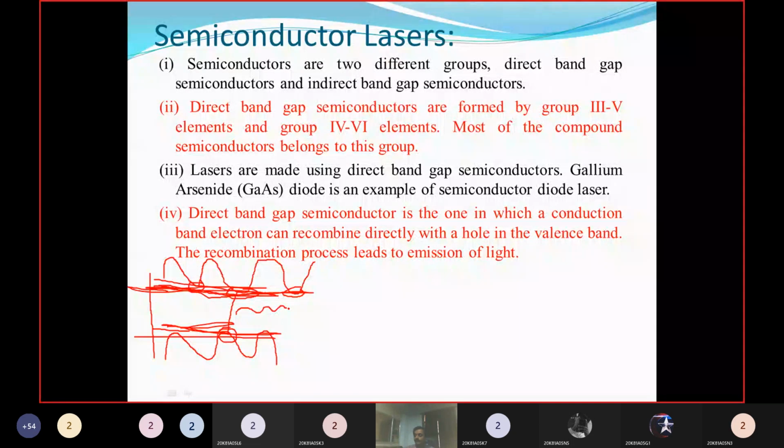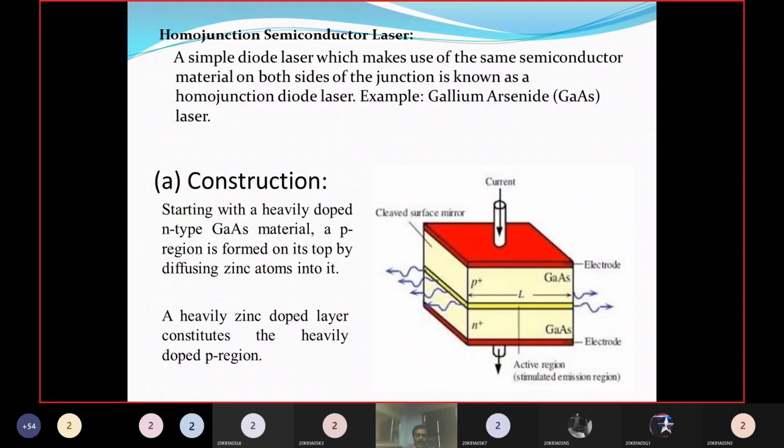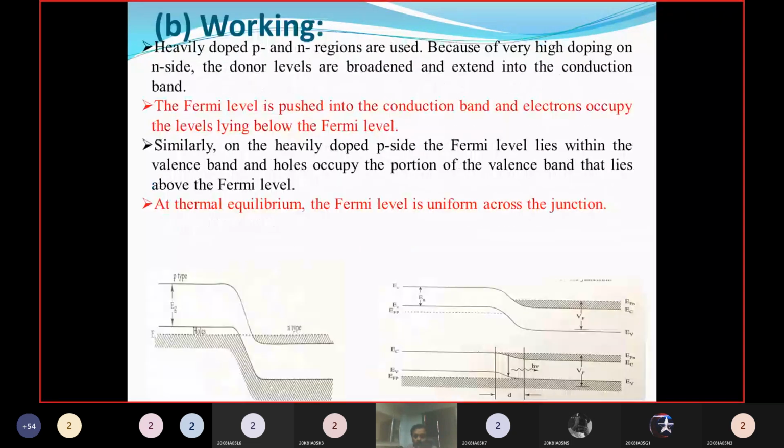Okay, now coming to the principle. We will discuss the principle tomorrow, and the types of this semiconducting laser. There are two types: heterojunction semiconductor lasers and homojunction semiconductor lasers. We will discuss all those, and the working of those semiconductors, tomorrow. Next, after that, the CO2 laser. Okay, we'll complete today. If you have any doubts on this, you can ask.